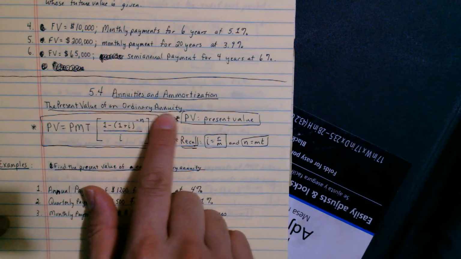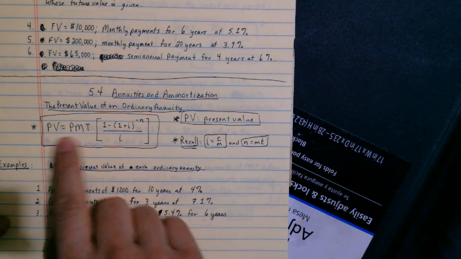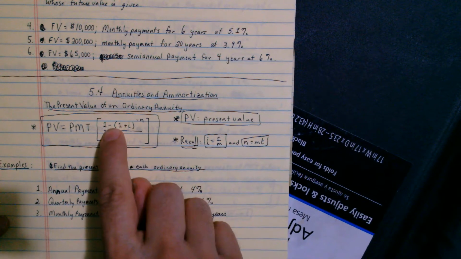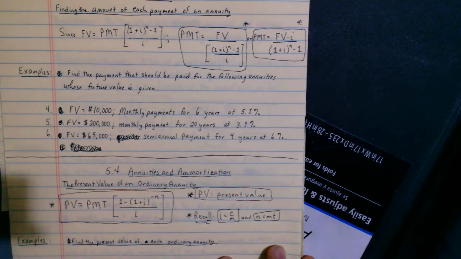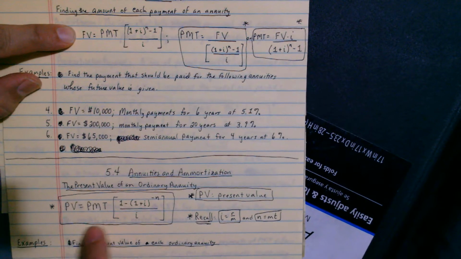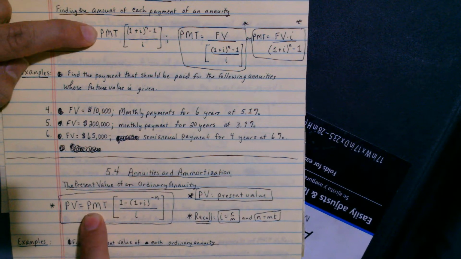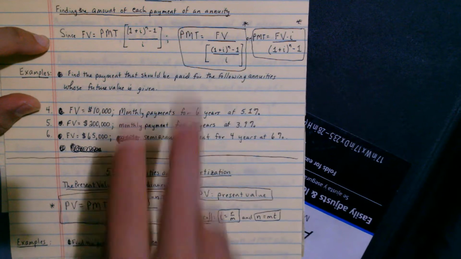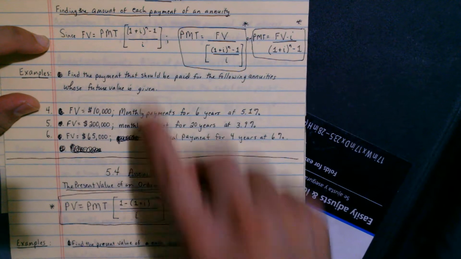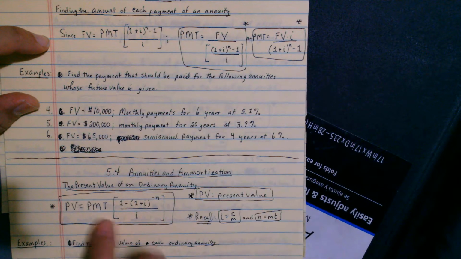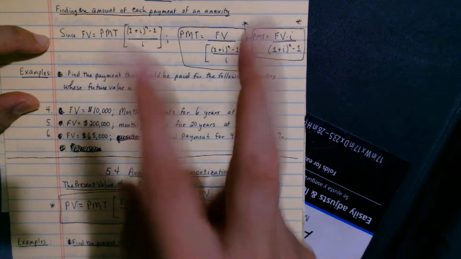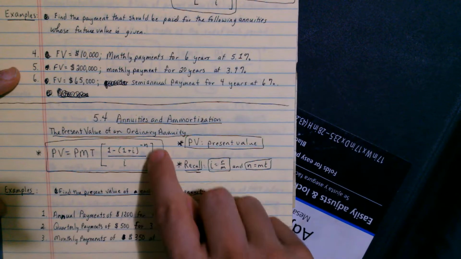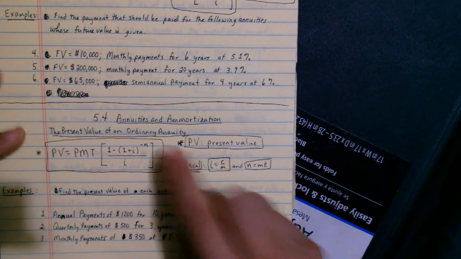So the present value of an ordinary annuity is the payment times all of this. Now notice the negative n power. Notice the minus here. I bring that to your attention because the previous section was future value. It's pretty much the same thing, except the top is reversed, and it's the negative n instead of the positive n, because it's kind of like the reciprocal, the opposite. The i over n is the same on the bottom. But it's basically the same formula, just slightly changed from the previous one.